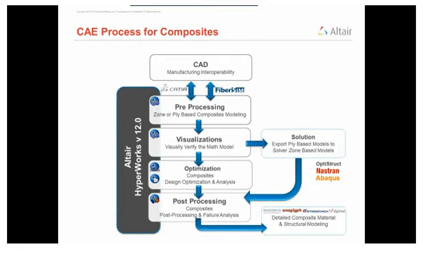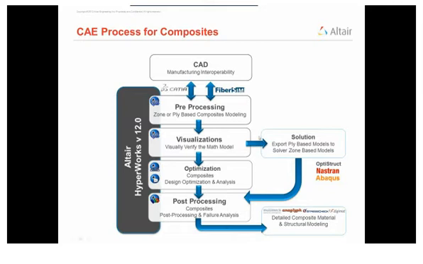You can use a zone-based composite modeling approach or ply-based modeling approach, which is also supported in our product HyperMesh. Once you are done with your composite modeling, you can use various visualization options such as 3D visualization of shells, plies, or visualization of ply angles in HyperMesh, and just verify that your model is defined correctly.